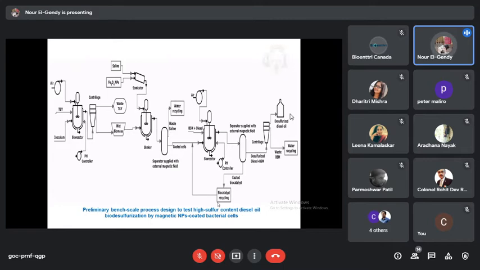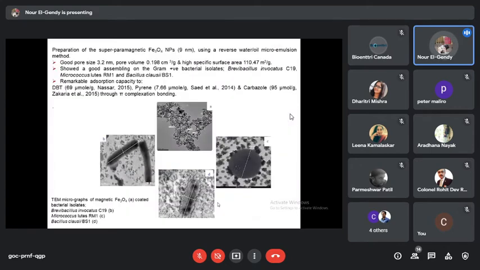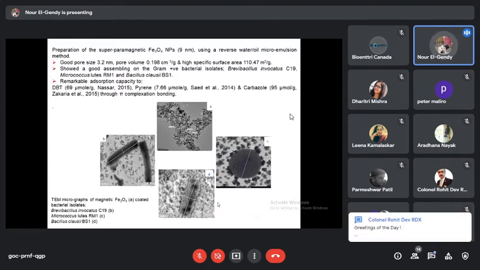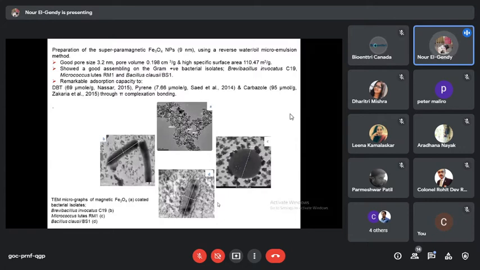This is the flowchart or diagram of the process of applying nanomaterials to coat the microorganisms to enhance the water treatment or the diesel treatment. We have managed to prepare magnetic nanoparticles and used them for decoration of different types of bacteria capable of degrading sulfur compounds and desulfurizing them, denitrogenizing nitrogen compounds, and also degrading pyrene as a representative model of polyaromatics.